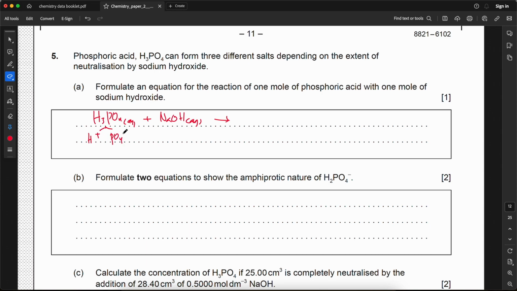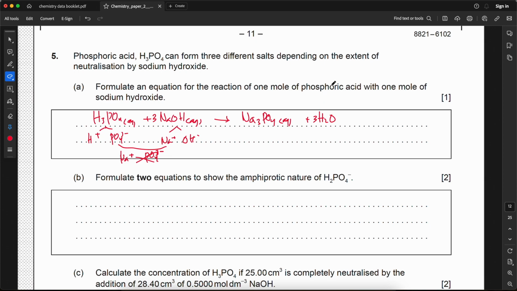So this is the phosphate ion, and this one is Na plus and OH minus. So PO4 3 minus with Na plus, because negative and then positive. So Na plus PO4 3 minus. It will be crisscross, Na3PO4, aqueous, plus H2O, H plus and OH minus. All right, so that would be 3 NaOH here and then 3 H2O here.